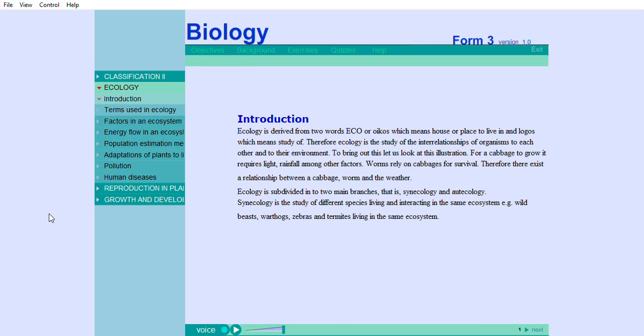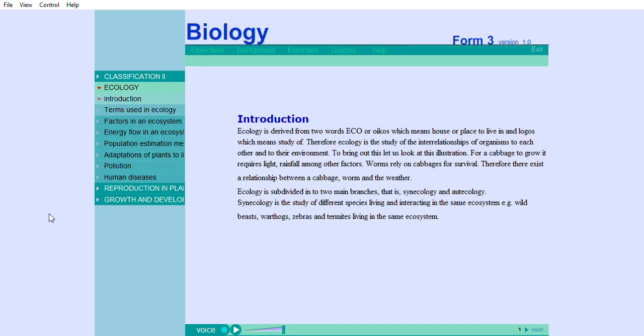For a cabbage to grow, it requires light, rainfall, among other factors. Worms rely on cabbages for survival. Therefore, there exists a relationship between a cabbage, worm, and the weather.